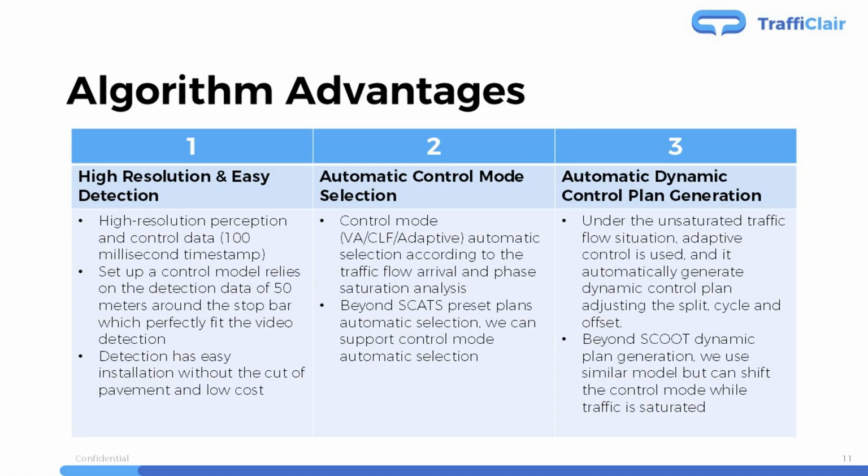Secondly, the algorithm combines the advantages of both SCATS and SCOOT systems. It can do control mode selection according to the phase saturation and traffic vehicle arrival analysis, not like the SCATS system, which needs preset plans for selection. It can also realize automatic dynamic control plan generation by adjusting the split, cycle, and offset and maximizing the phase green index performance. Beyond SCOOT, we can realize mode shifting while traffic is saturated, not like SCOOT, which will have limited performance while traffic gets saturated.